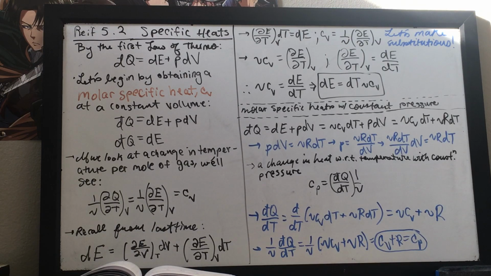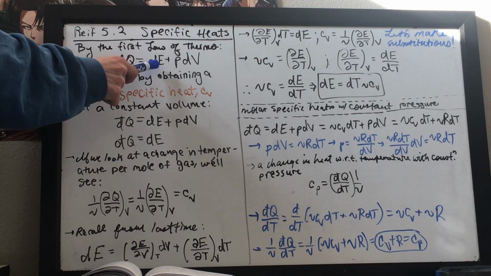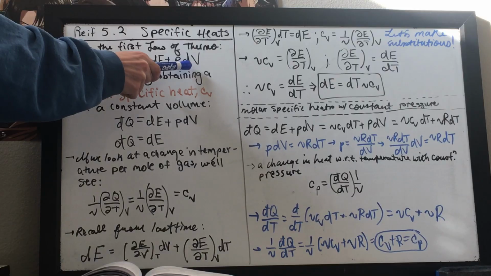We're going to be looking at section 5.2 now in Reif, and in this particular section, Reif decides to show us how one can calculate specific heats, namely the molar specific heats with constant pressure and constant volume. Now, the way we dissect this particular problem is that we start with our first law of thermodynamics, stating that our change in heat is equal to our change in energy plus some change in our work.